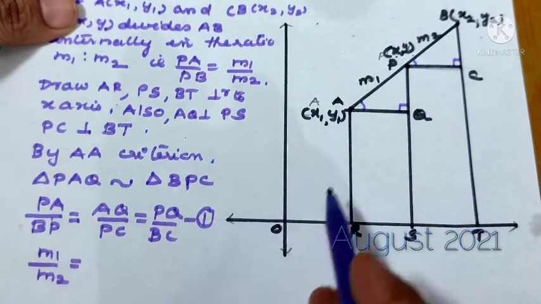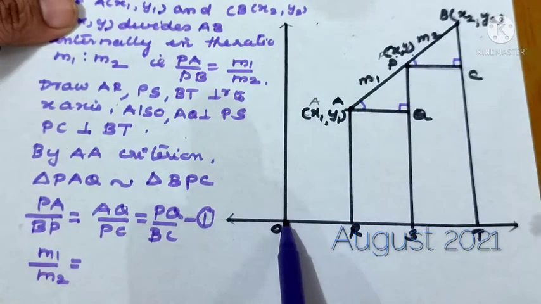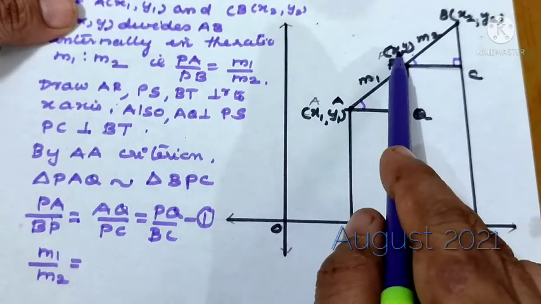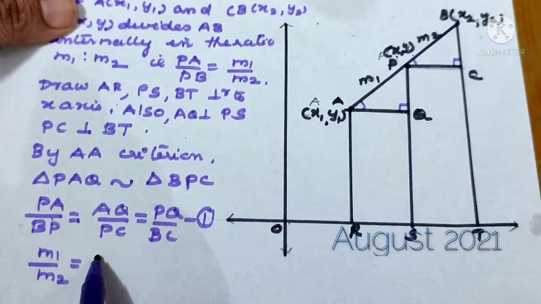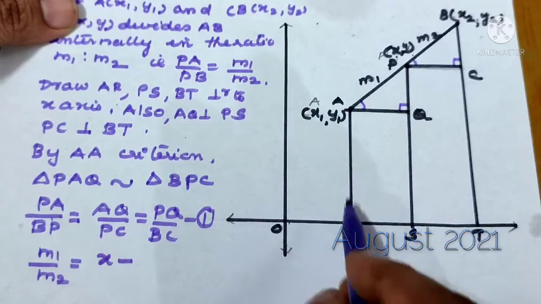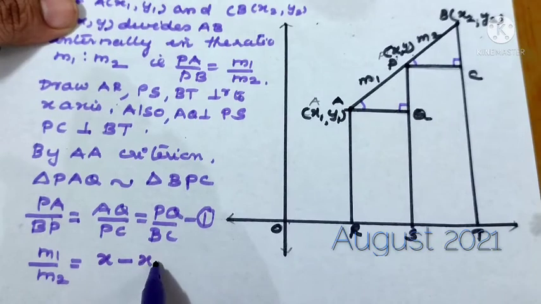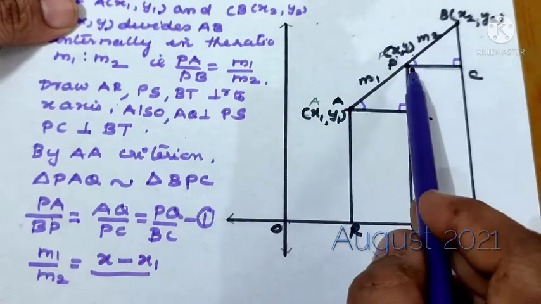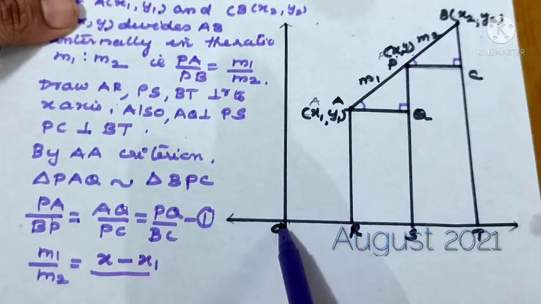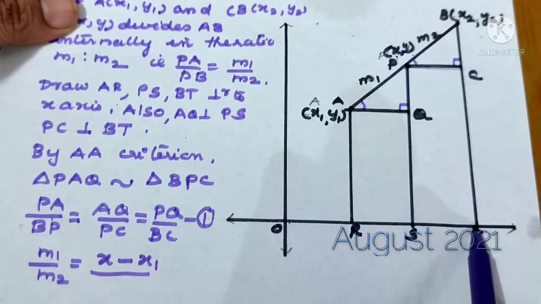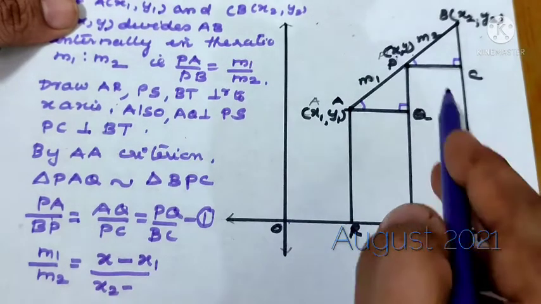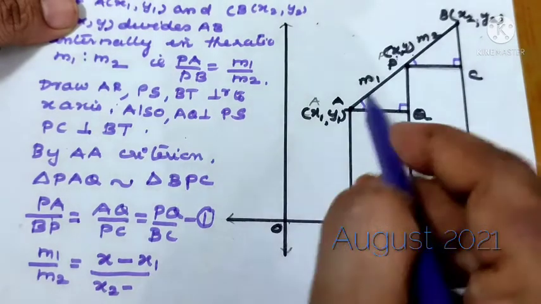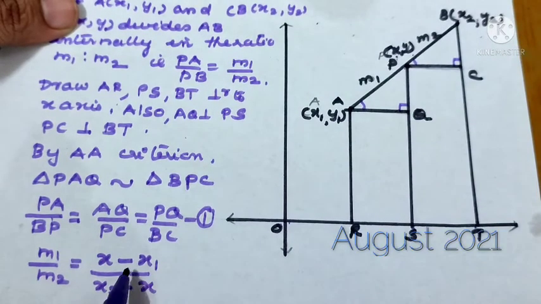What is AQ now? AQ means this distance. From origin, OS is the coordinate x, so O to S is the distance x. So AQ is x minus x1. What is the distance for PC? From here to here only. The total distance OT is x2, minus, we want up to P only, so OS is x. So PC is x2 minus x. So m1 by m2 equal to (x minus x1) by (x2 minus x).